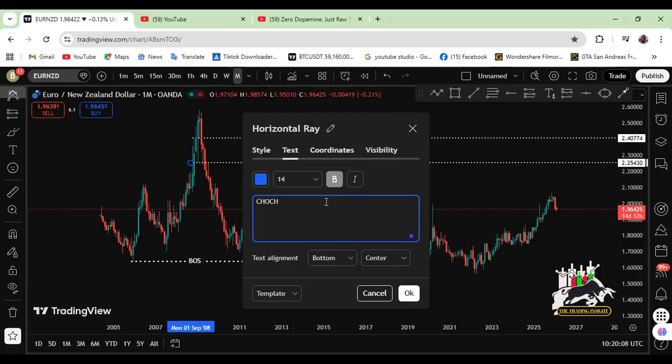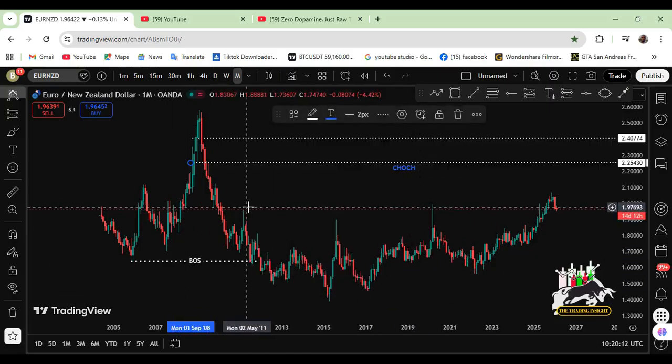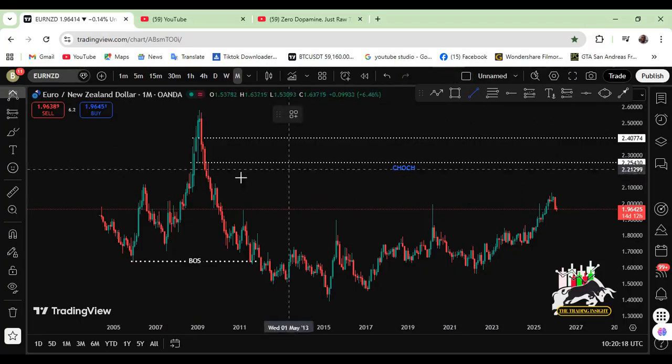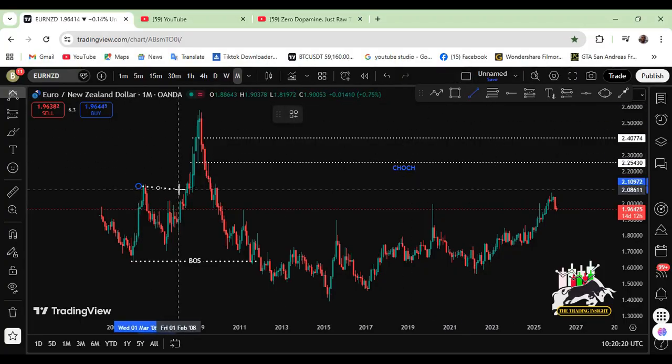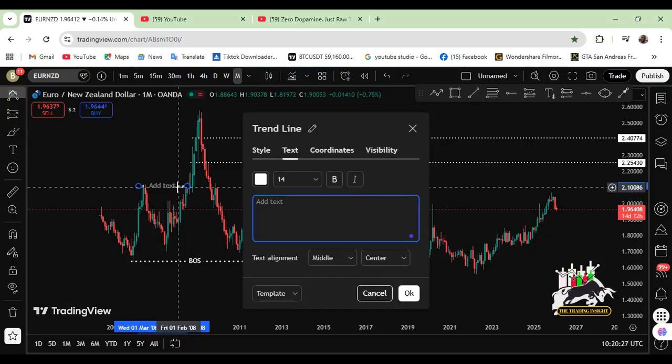So this is a change of character, and now what do we see here? This is a strong zone. Why is it a strong zone? Let me show you why it is a strong key zone. Because this was a break of structure. Price broke structure here. I'm marking out these things so you understand that all these things matter.